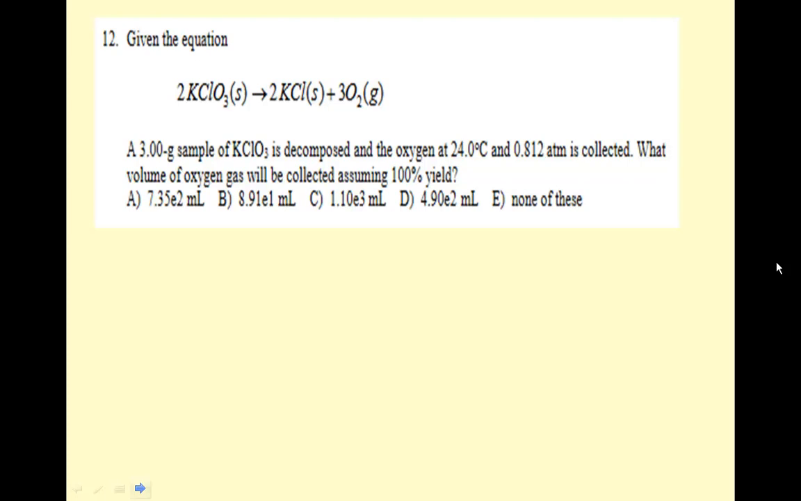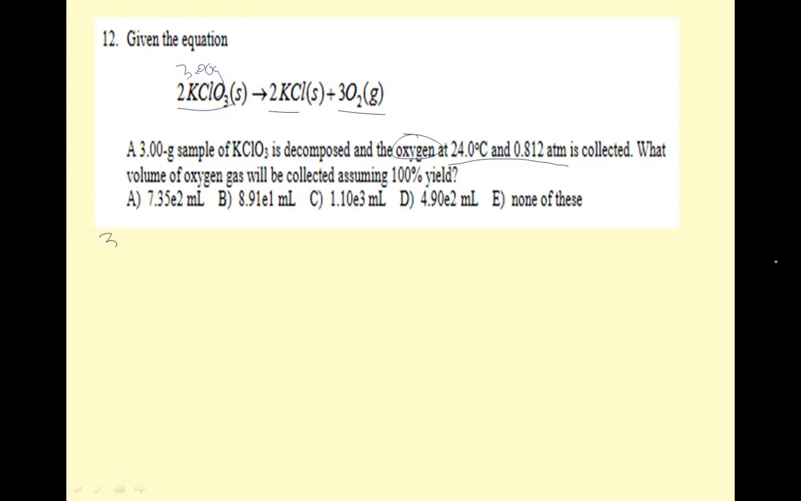2KClO3 yields 2KCl plus 3O2. Hey, look, a chlorate decomposed into a chloride and oxygen. Some of you have memorized that. A 3.00 gram sample of KClO3 is decomposed and the oxygen is collected at 24 degrees Celsius and 0.812 atmospheres. What volume of gas would be collected assuming 100% yield?